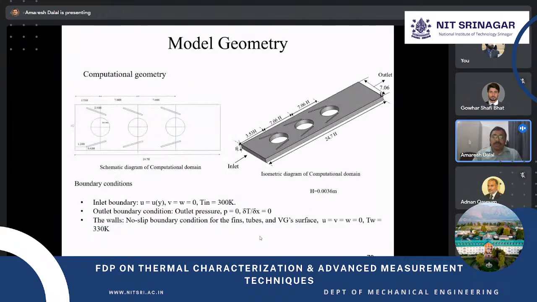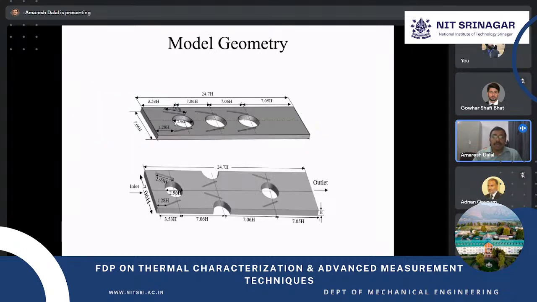In the earlier case, we used only one pair of winglets and one built-in cylinder. Now, as you can see, we have used three built-in cylinders and three pairs of winglets. We have also done the placement in a staggered way as well as an inline way. So this is the inline configuration.